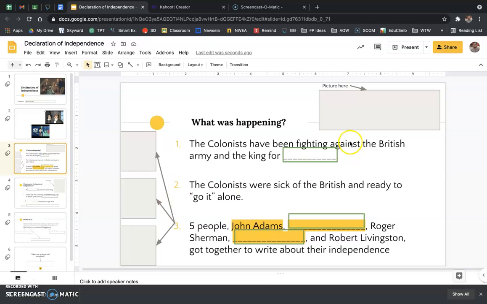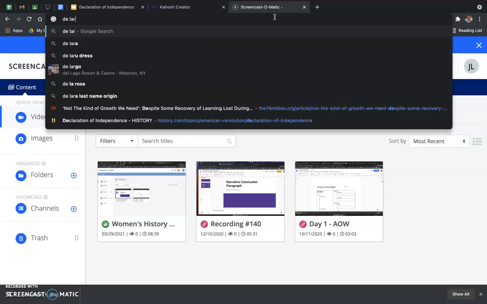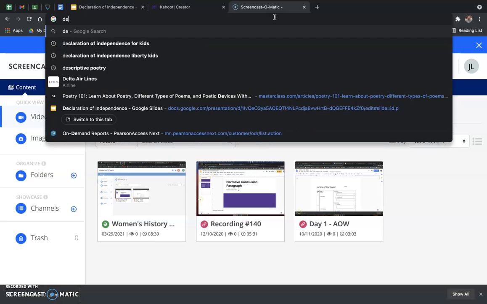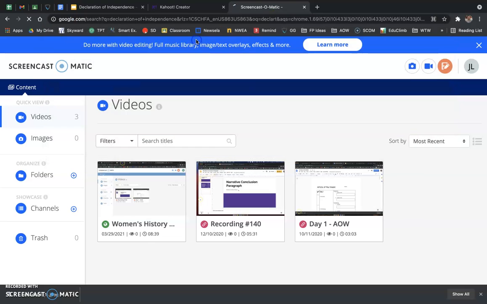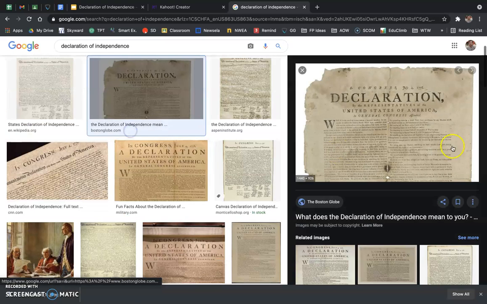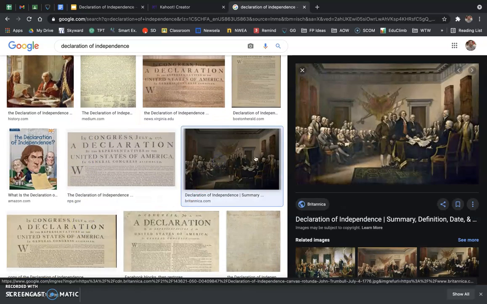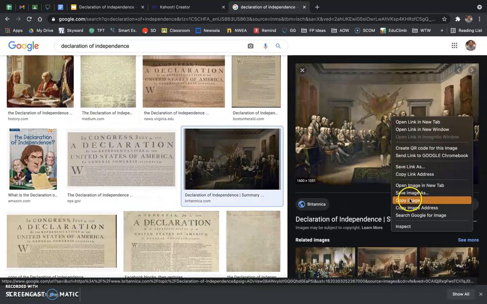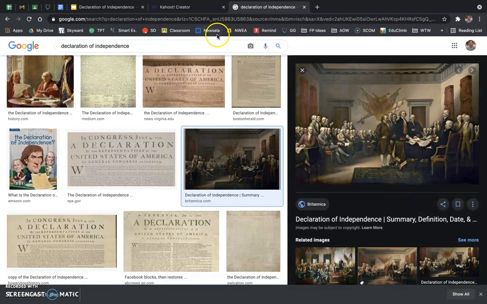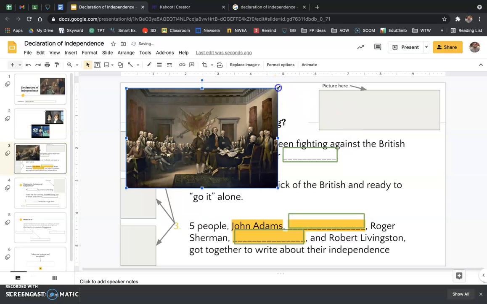So, what was happening? First, let's do a picture. So I'm going to look up the Declaration of Independence. Images here, so you'll see the actual Declaration of Independence. We're going to find a picture of them signing it. So it's up to you which one you want to do. But I'm going to pick this picture here. This is kind of the famous one.